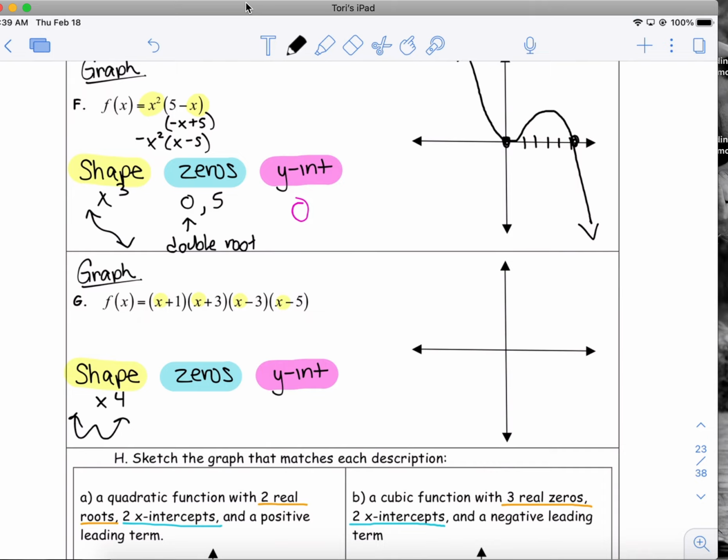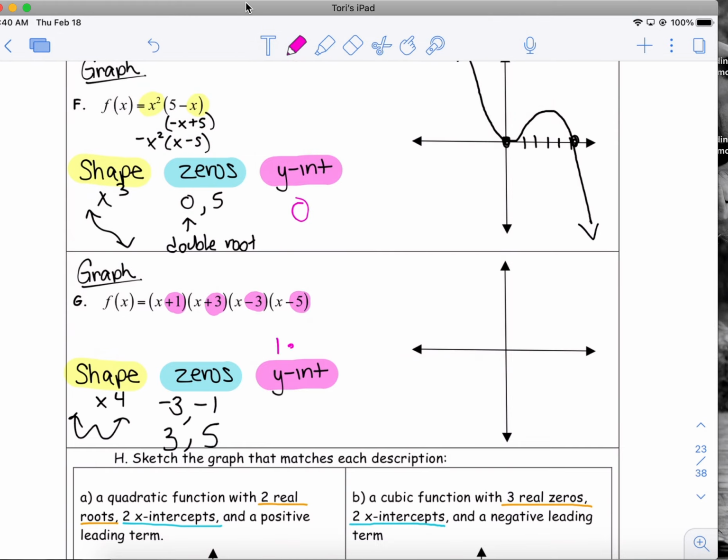My zeros are going to be all of these with the opposite sign, so I'm going to go in order. So I'm taking a -3 from him. I'm taking a -1 from this guy, a +3, and then a +5. And my y-intercept is going to be me multiplying all of the constants together. So we've got 1, 3, -3, and -5.